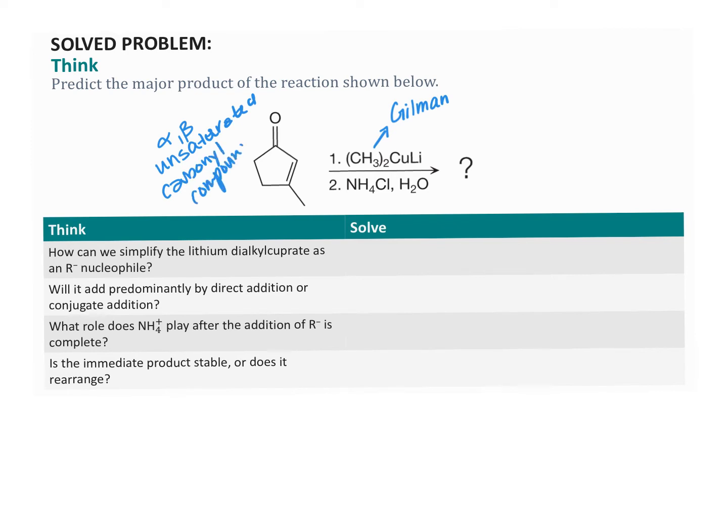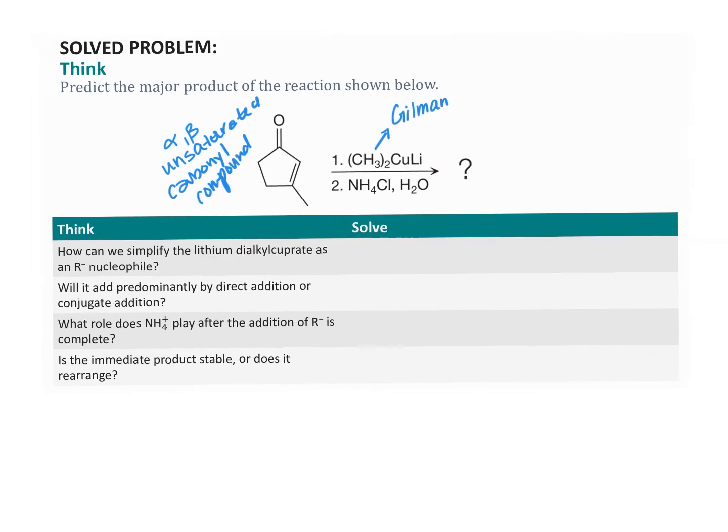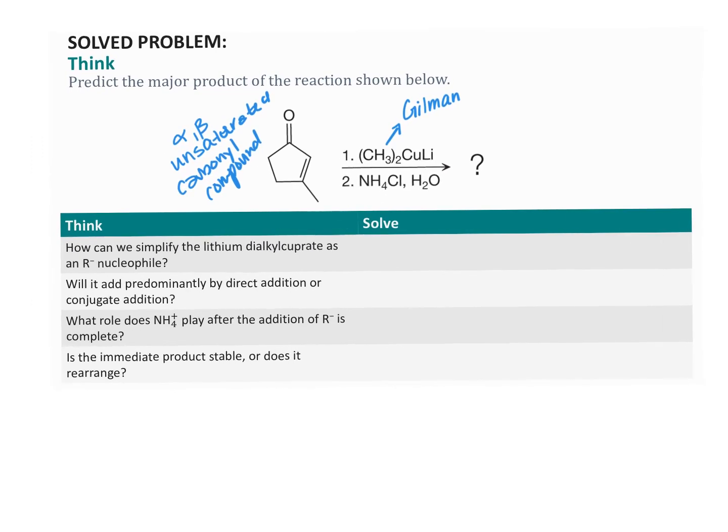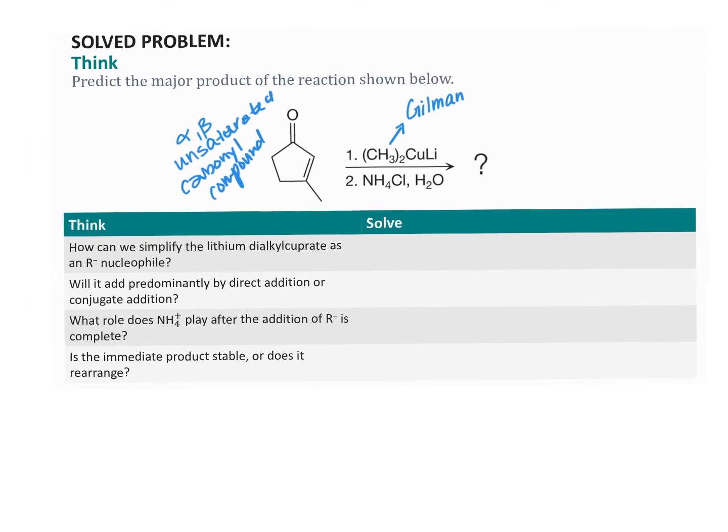Okay, so we always need to evaluate our reagents that we start with and then our reaction conditions. So now that we've done that and we kind of know what we're doing, we say, how can we simplify the lithium dialkyl cuprate as an R- nucleophile? And so this is where you need to know that the R- nucleophile that we'll add is one of those that are in parentheses. So this is going to be H3C minus, okay?